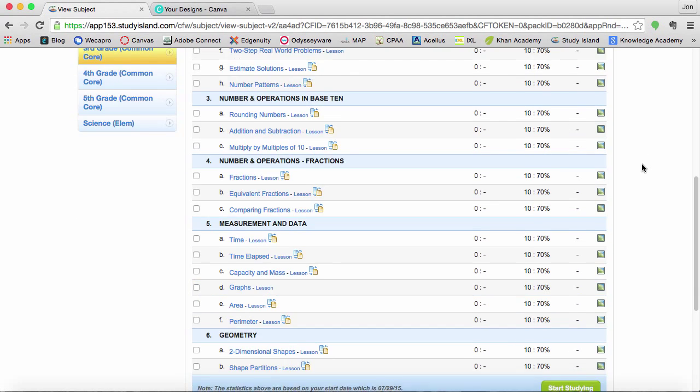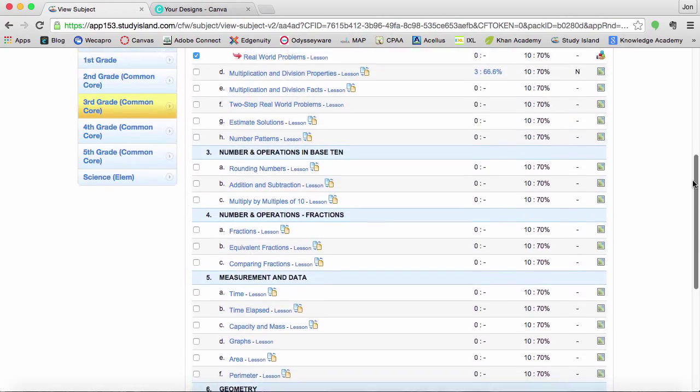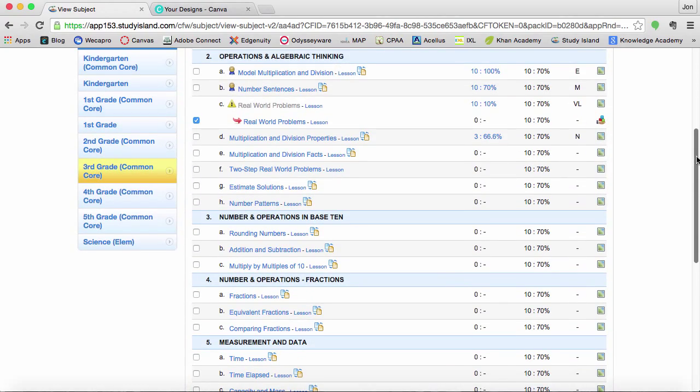So make sure you're thinking about what you're learning and spreading out what you're doing with your student, and you might only do Study Island one or two a week to supplement what you're doing in your core curriculum.